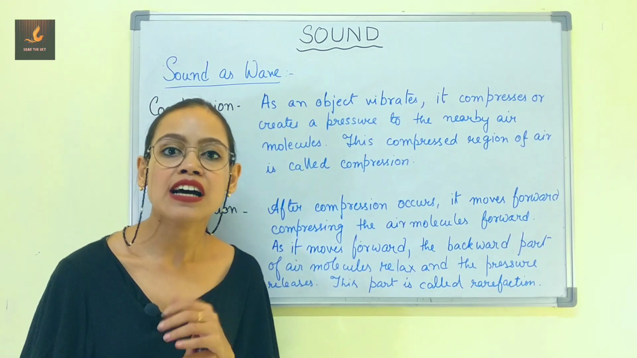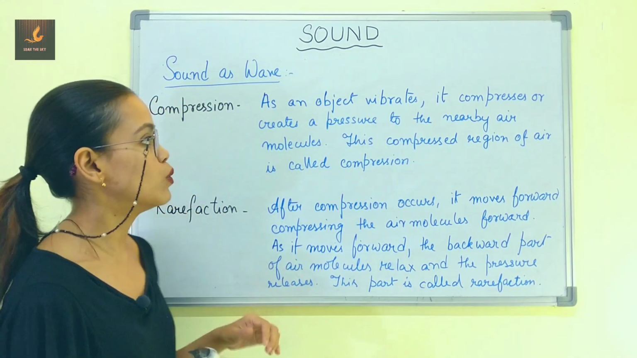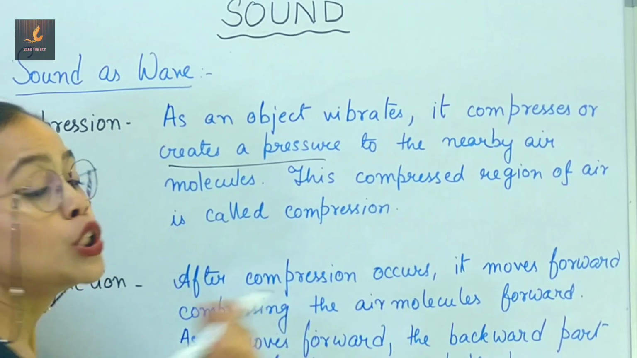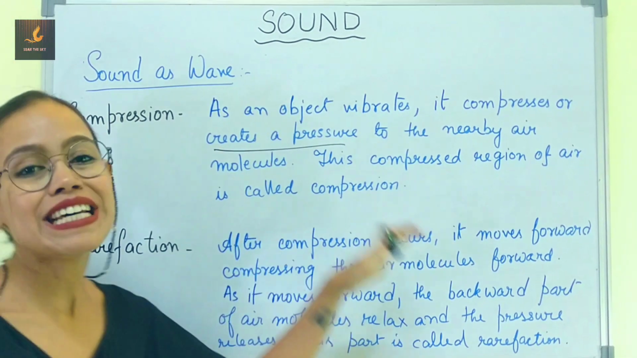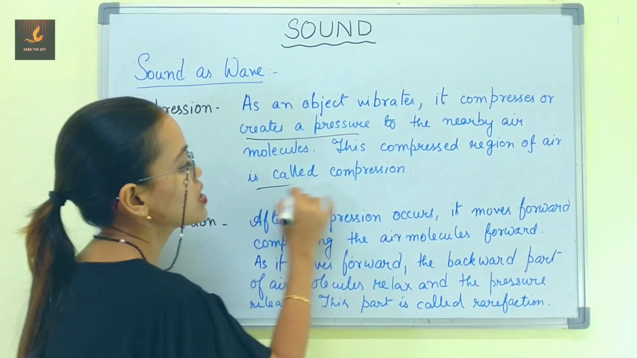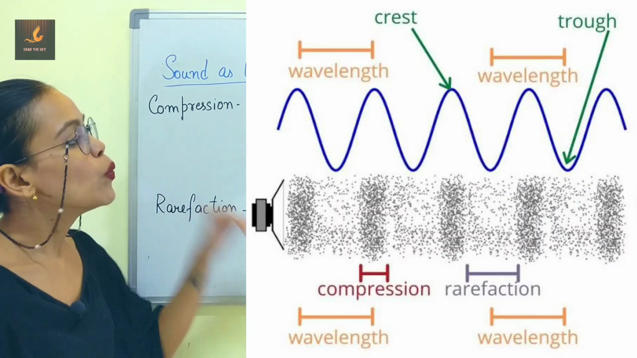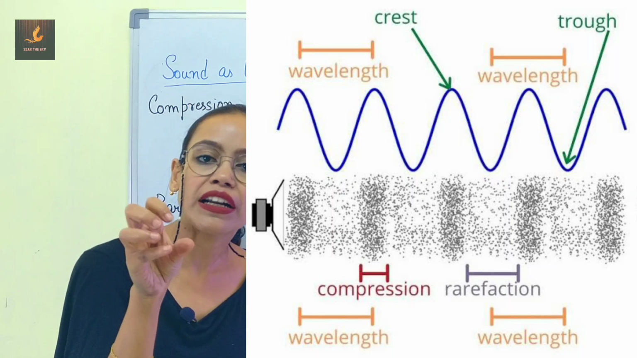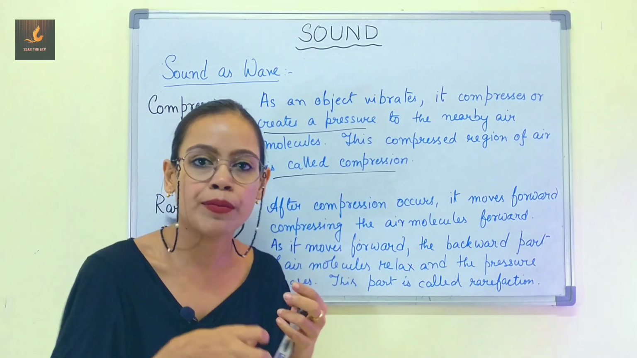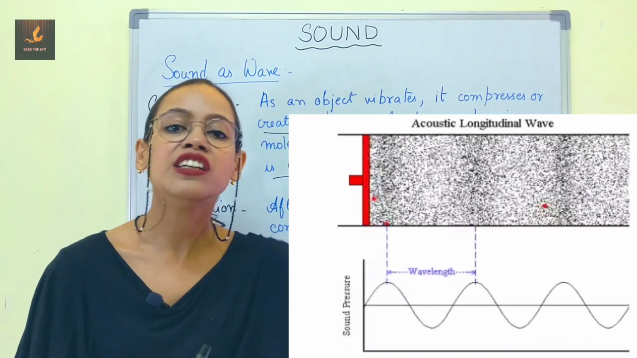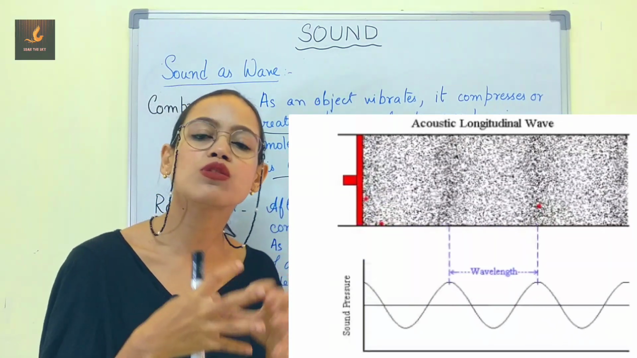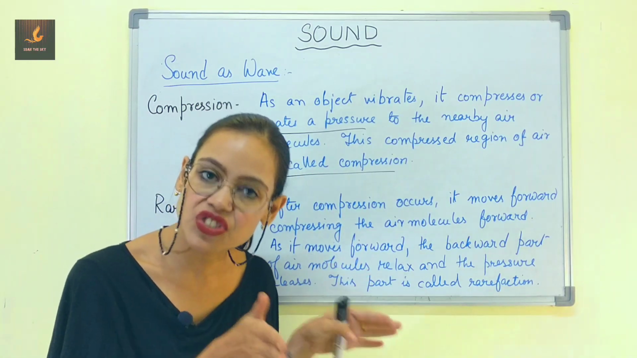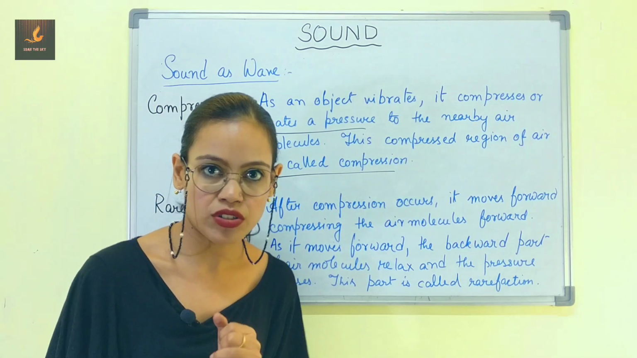As the air starts vibrating after receiving the sound, it gets compressed and creates a pressure on the nearby air molecules. This compressed region of air is called compression. So when an object vibrates after receiving the sound, the molecules or particles start vibrating, and due to this vibration, the air molecules nearby also get a certain pressure and are compressed. This compressed region of air is termed compression.